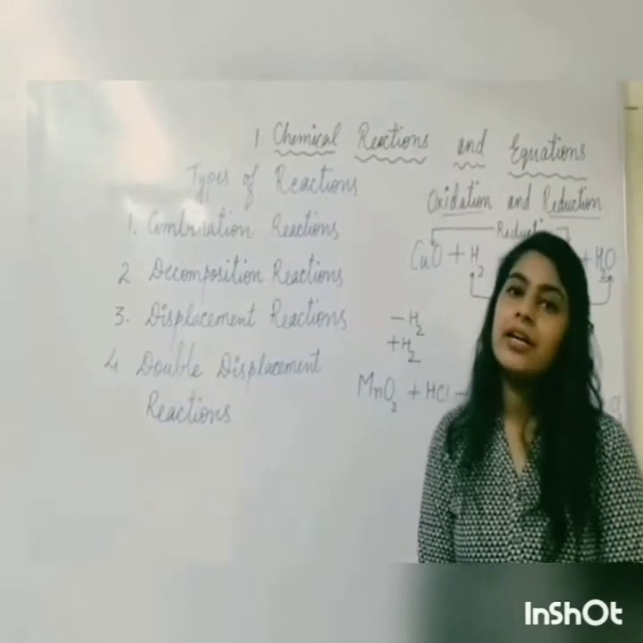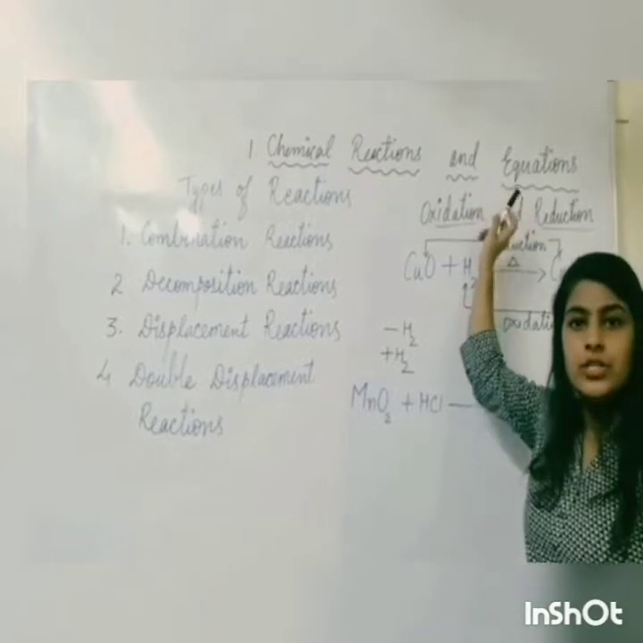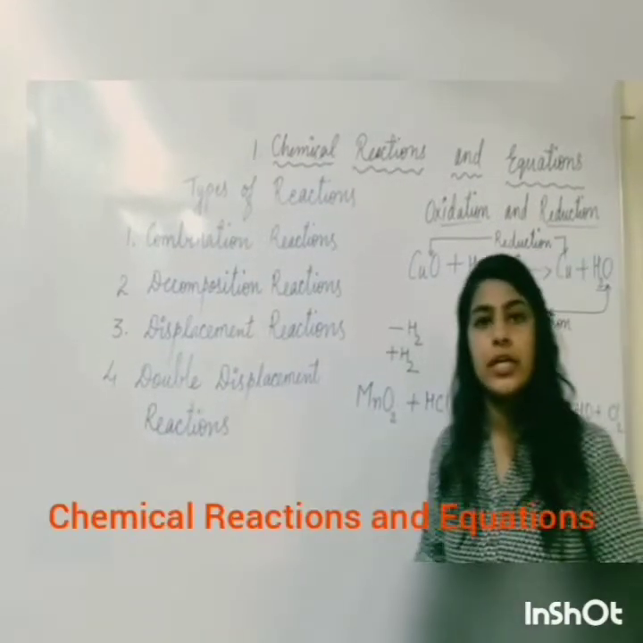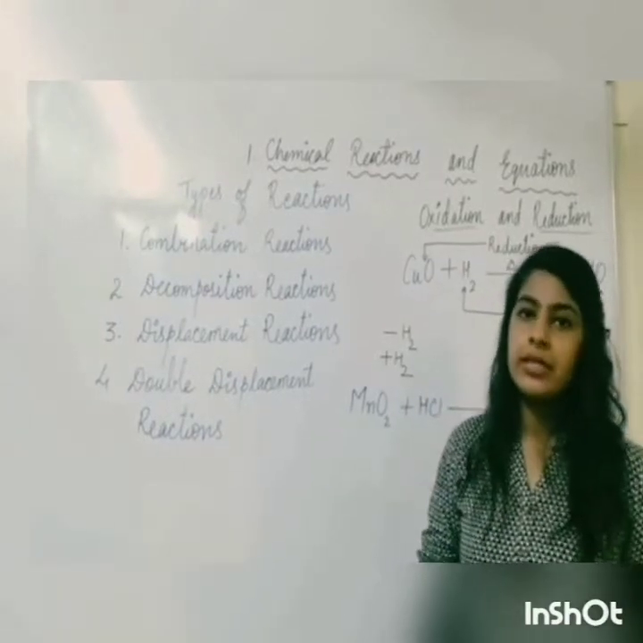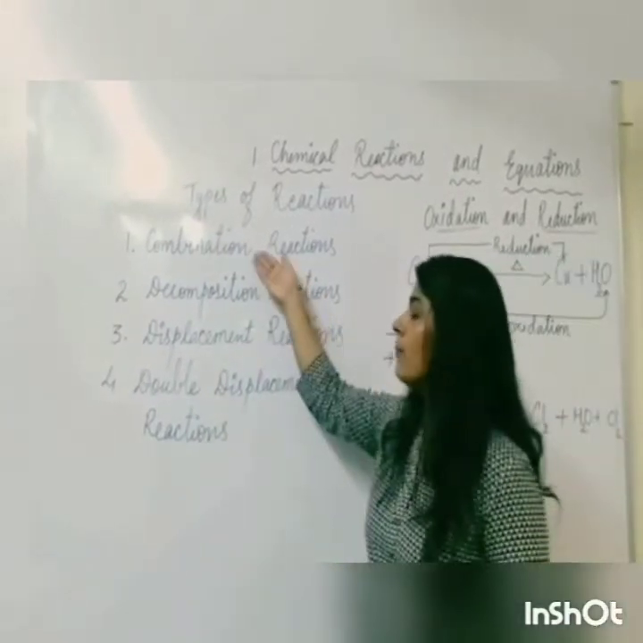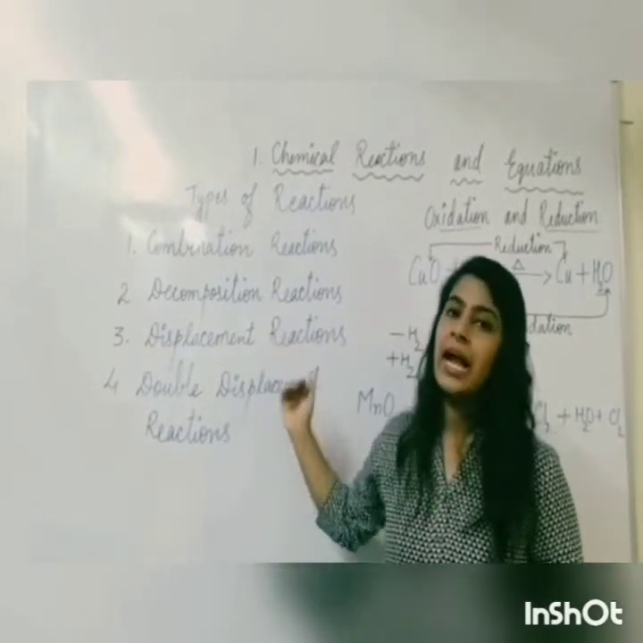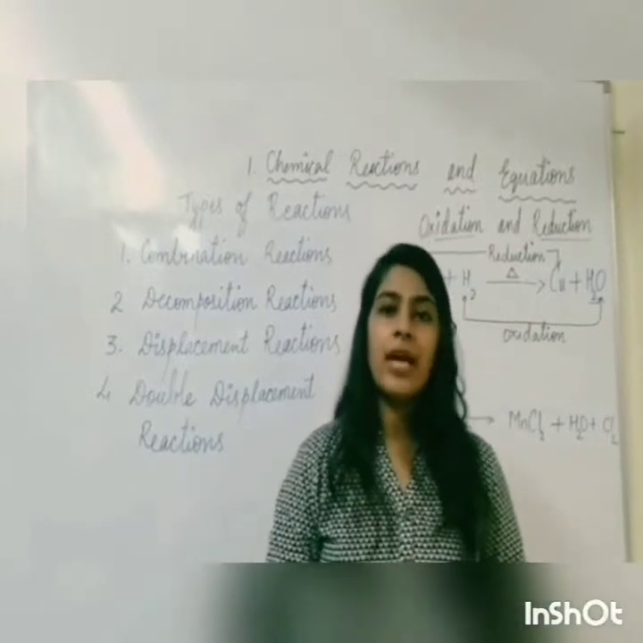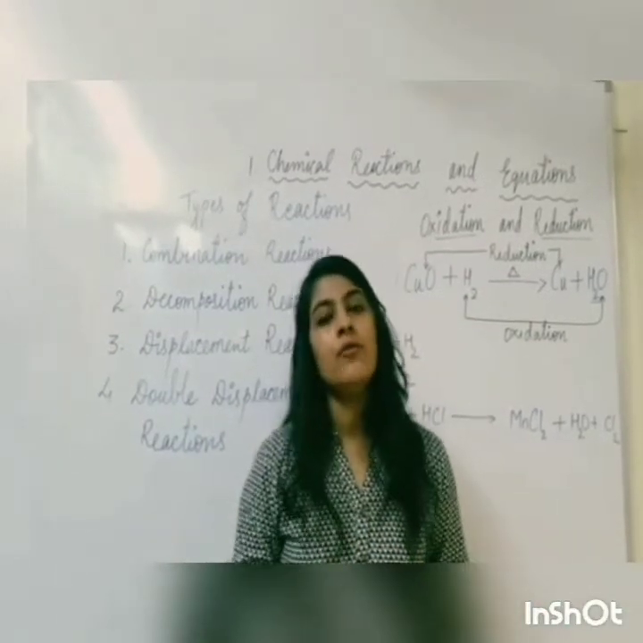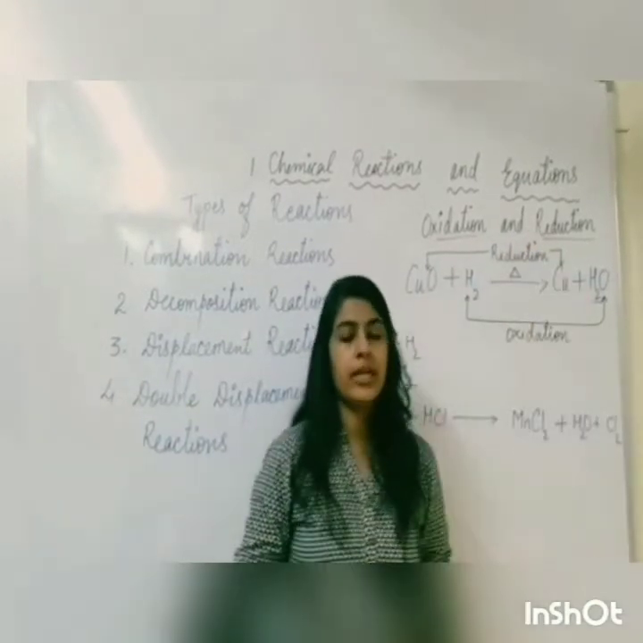Earlier, we started our first chapter in chemistry, that is chemical reactions and equations. In this chapter, we studied how to balance chemical reactions and a few types of chemical reactions, which were combination reaction, decomposition reaction, displacement and double displacement reaction. Now we have more types of chemical reactions, and today we are going to study oxidation and reduction reactions.